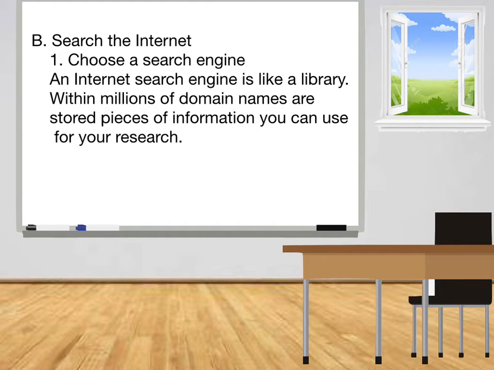Most of the time, you need to search the internet. You have to choose a search engine first. An internet search engine is like a library in the online setting. Within millions of domain names are stored pieces of information you can use for your research. You can choose a search engine like Google. No matter what search engine you choose, you'll find a vast collection of resources. Note that for more specific searches, Google Scholar allows you to search for academic articles.